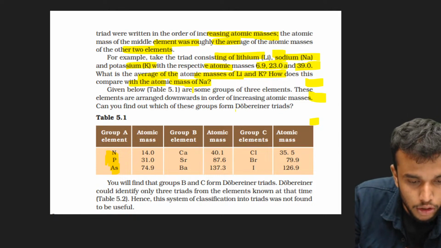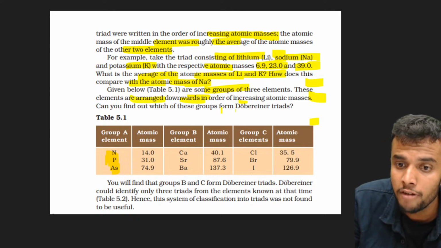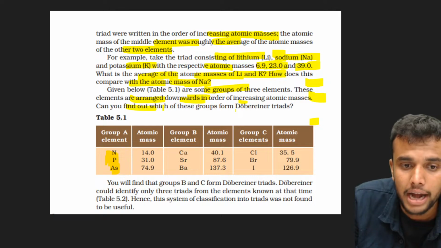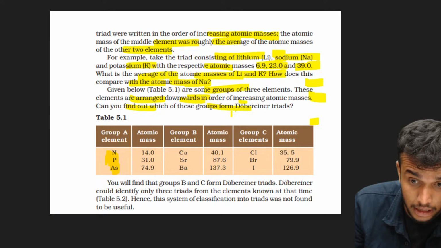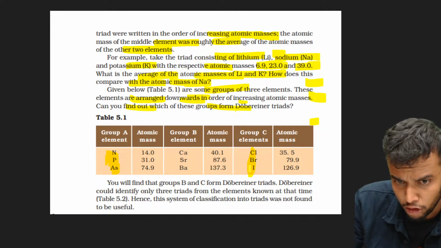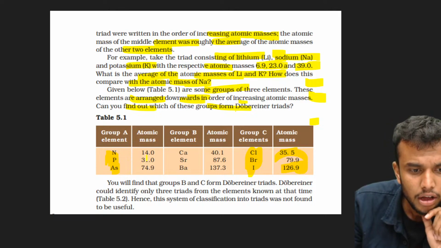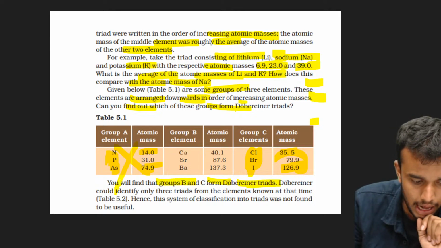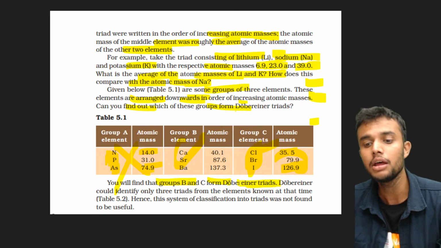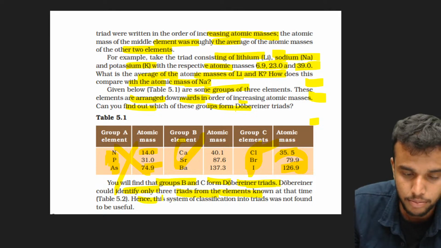Given below in table 5.1 are some groups of 3 elements. These elements are arranged downwards in order of increasing atomic mass. Can you find out which of these groups form Dobereiner triads? Very simple. Chlorine, bromine, iodine easily form one; take the average and we can form it. Groups B and C are Dobereiner triads. Dobereiner could identify only triads from the elements known at the time.